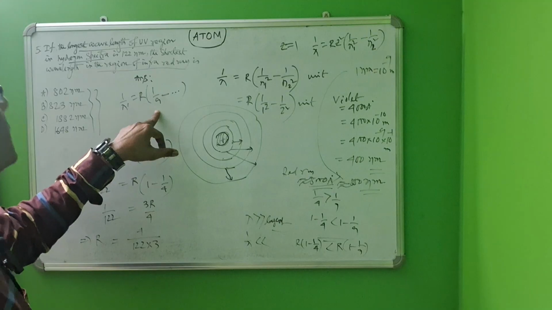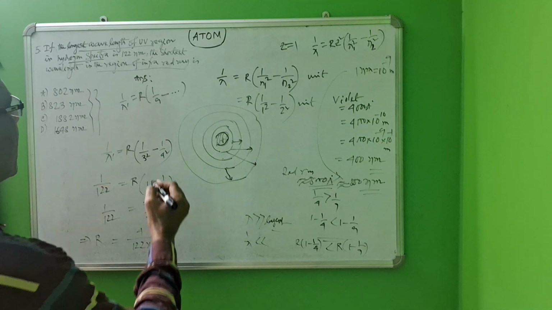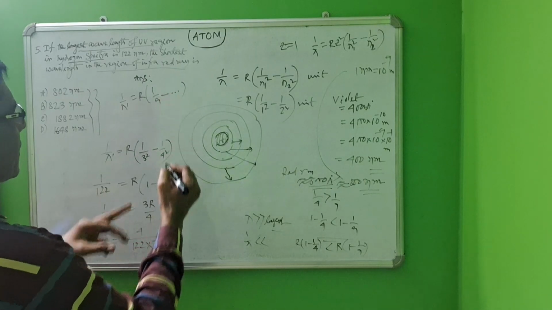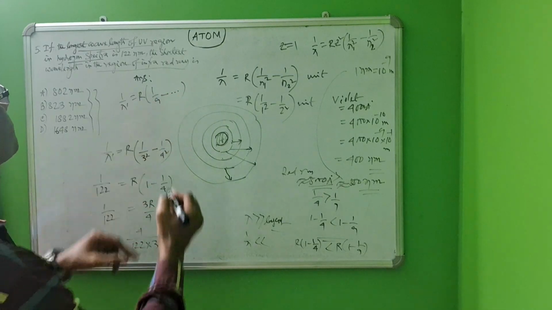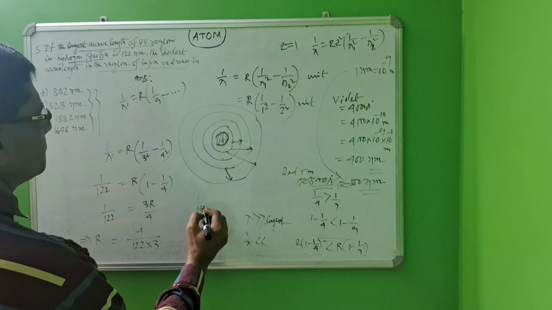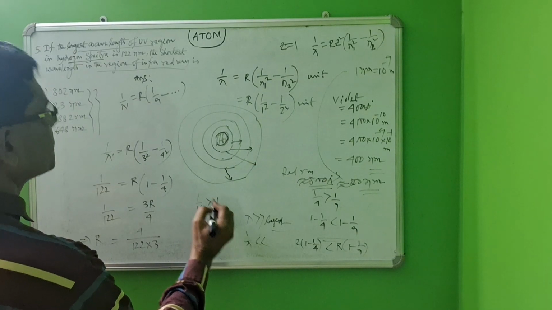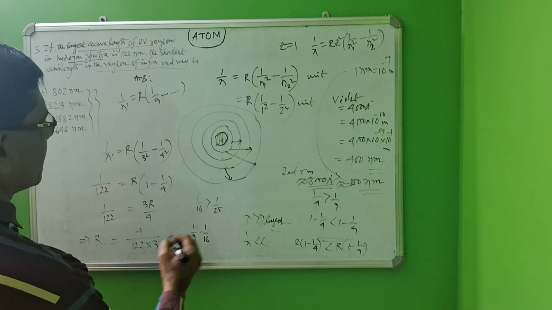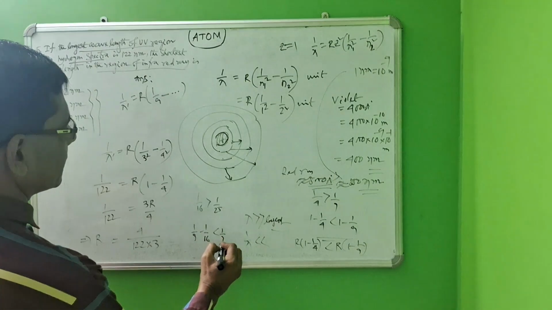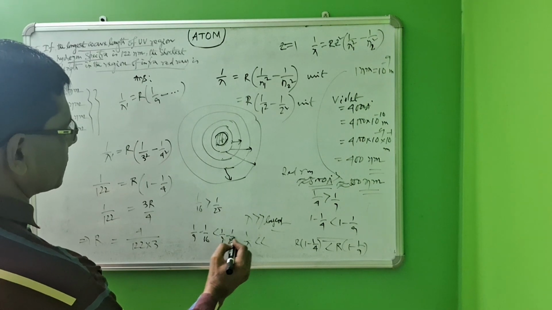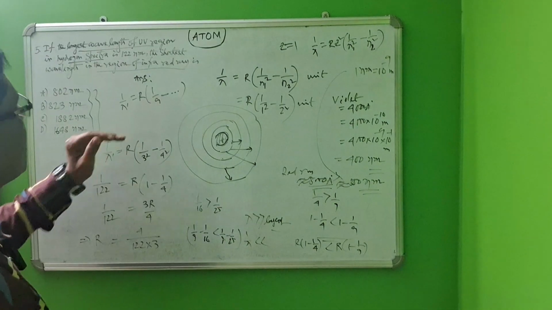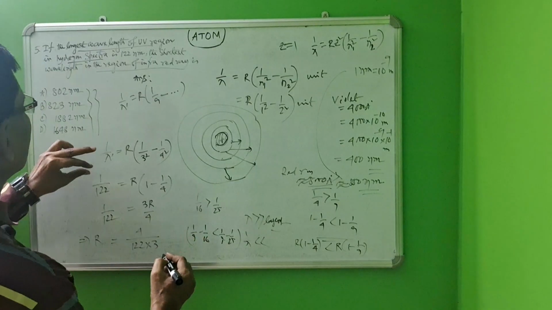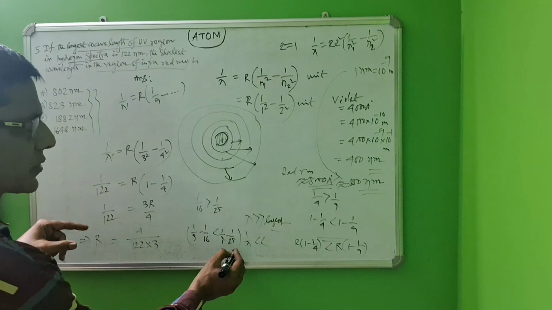What does it mean? For the further case it will be 1 by 16. After that this will be 1 by 25. So 1 by 16 is greater than 1 by 25. So we get 1 by 9 minus 1 by 16 is less than 1 by 9 minus 1 by 25 in this way. So it is less than this, so lambda dash will be greater than this.